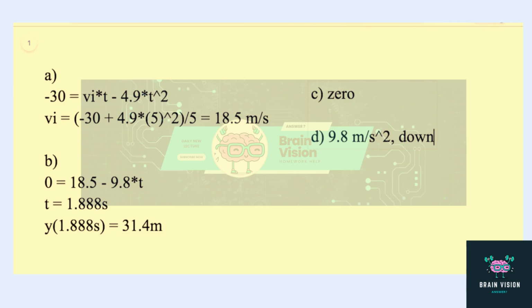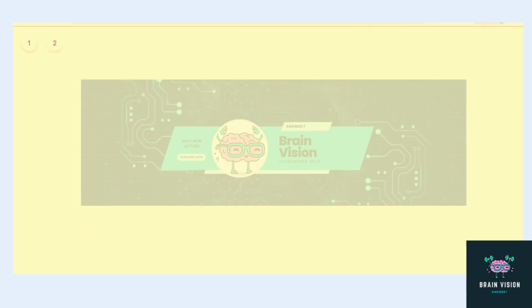Now, finally, we want to draw a few plots. First, of the acceleration versus time. And we said that the acceleration is going to be negative 9.8, and it's constant throughout the problem, so it's just a straight line.